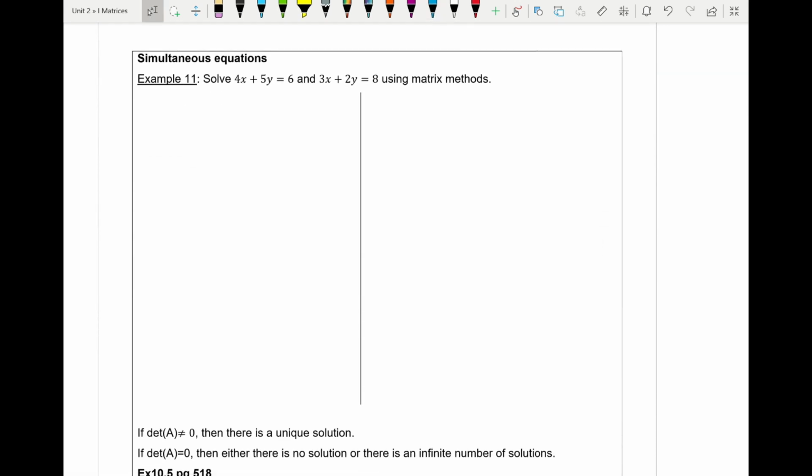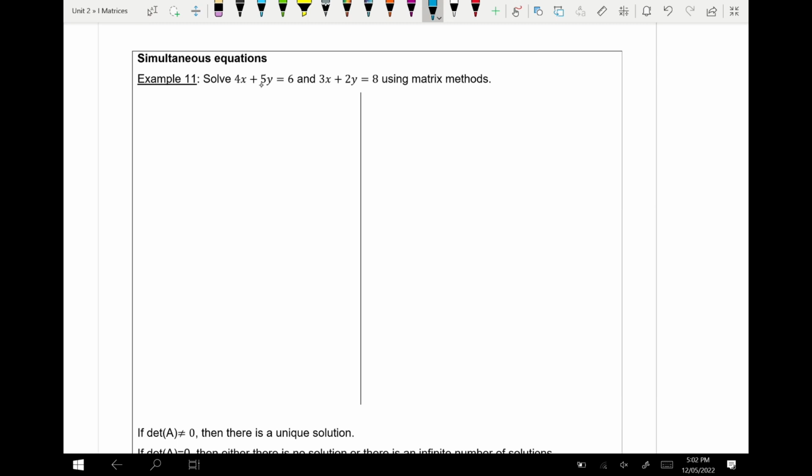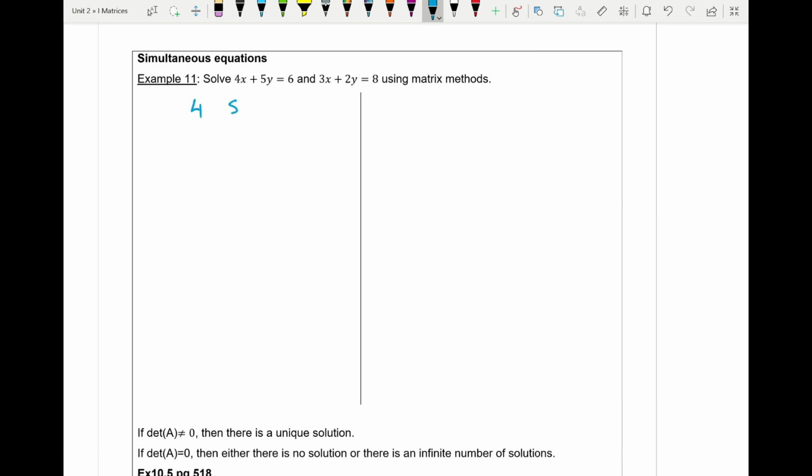We can apply this idea to simultaneous equations. So you'll notice that this is 4 times x plus 5 times y equals 6. So if we were to write that in terms of rows and columns of a matrix, we could have 4, 5 in one, and then x, y in another. And so if we also apply this to our second, we get 3, 2, so 3 times x plus 2 times y, and we know that that is going to be equal to 6, 8.